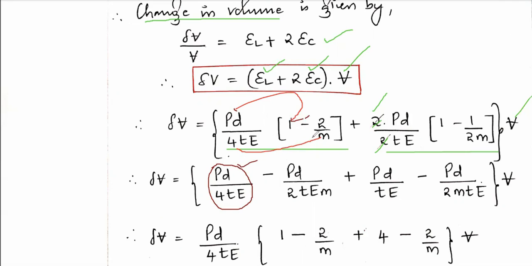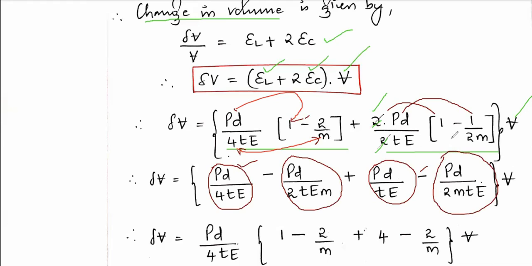If you multiply these two terms, I'll be getting Pd divided by 2Te m. Here you have some cancellation or simplification. The resulting term is Pd divided by 2Te m with a negative sign. Once again, I'll open the bracket and multiply these two terms. So it will be Pd divided by Te, because 2 and 2 got cancelled. Minus sign as it is. Multiply these two terms, so it is Pd divided by 2mTe. Once again, the minus sign in between as it is, and you keep V as it is.